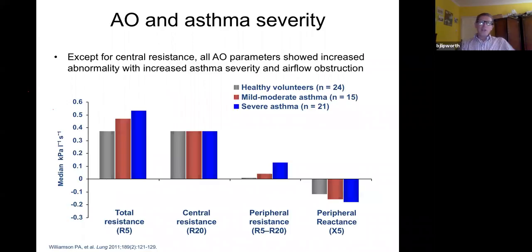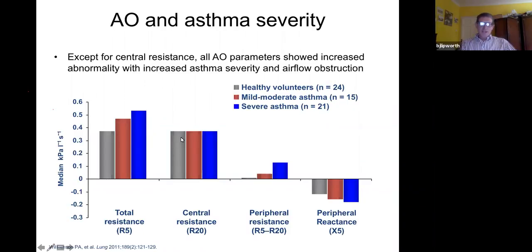So what's the relationship between asthma severity and airway oscillometry measures? This is a study that we published, with Peter Williamson, who now works in Perth, 9 years ago. And we compared healthy volunteers in gray, mild to moderate asthma in red, and severe asthma in blue. So you can see here, as you go from normal to mild to moderate and severe, you get a proportional increase in total airway resistance. When you look at central airway resistance at 20 hertz, I think this is really telling because there was no change at all.